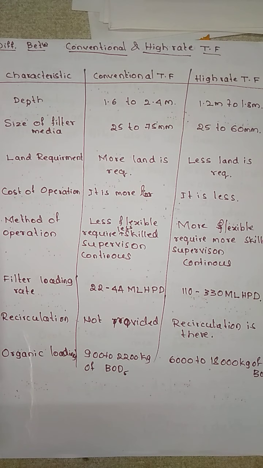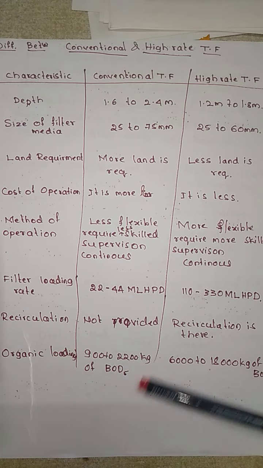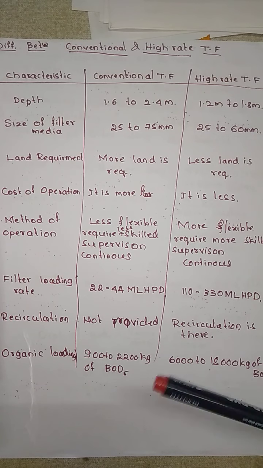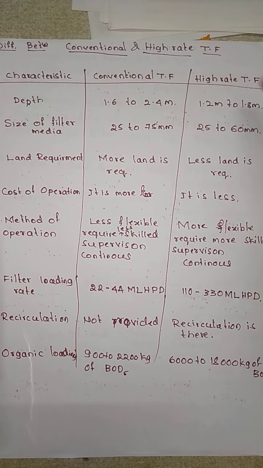And then the organic loading rate for the conventional trickling filter will be around 900 to 2200 kg of BOD, and the high rate trickling filter requires 6,000 to 18,000 kg of BOD. So this is how the organic loading rate is less for the conventional and high for the high rate trickling filter. Again, your high rate trickling filter will show higher efficiency since double circulation is going to occur.